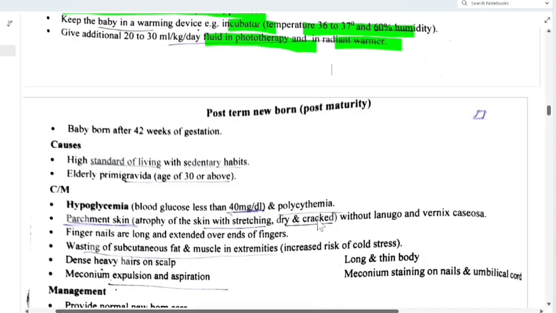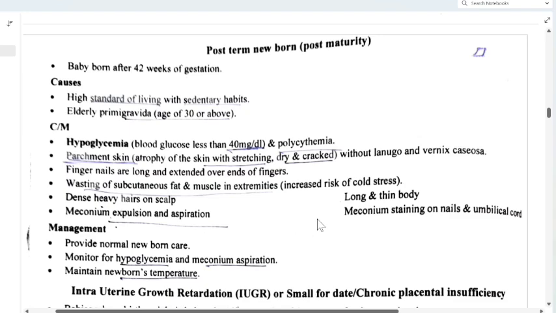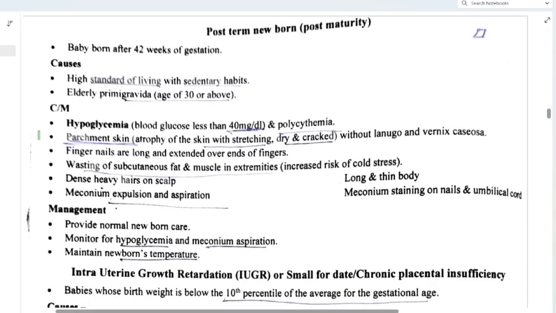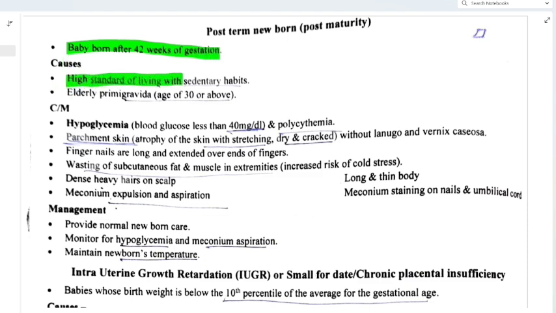Now coming to the post-term newborn or post-maturity. What is that? See, a baby born after 42 weeks of gestation. What will be the causes? See, high standard of living with sedentary habits, and elderly primigravida, that is age 30 or above. So these will be the causes. Now coming to clinical manifestations.